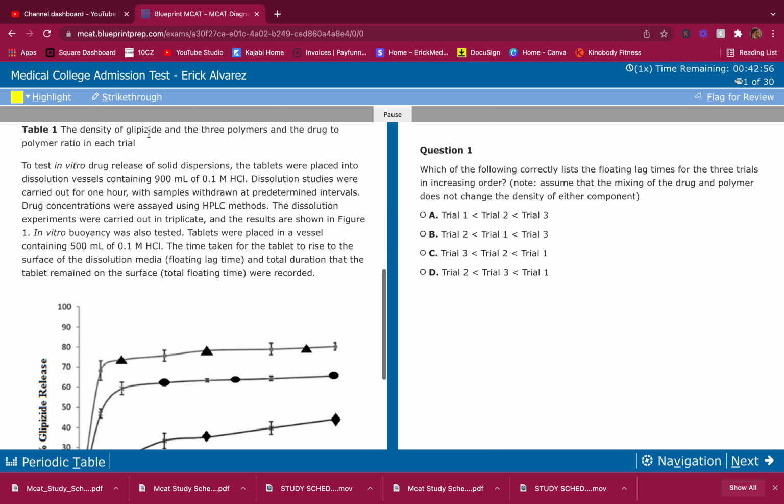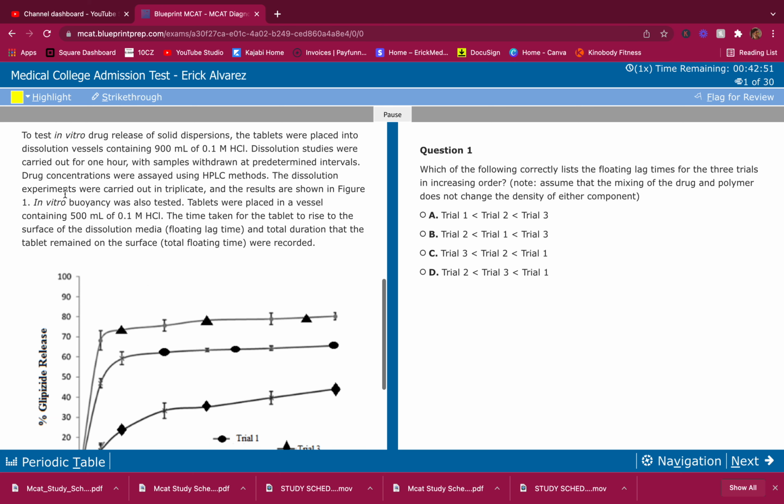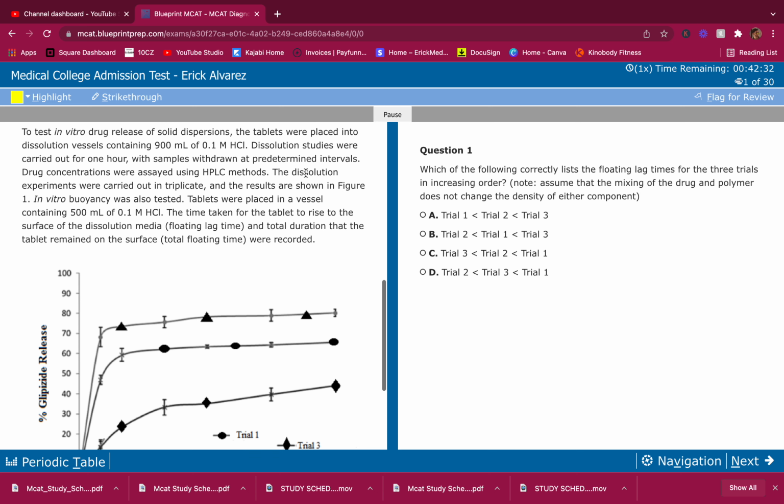The density of glipizide and the three polymers and the drug-to-polymer ratio in each trial. Cool. To test in vitro drug release of solid dispersions, the tablets were placed into dissolution vessels containing 900 milliliters of 0.1 molar HCl. Dissolution studies were carried out for 1 hour, with samples withdrawn at predetermined intervals. Okay. Drug concentrations were assayed using HPLC methods. The dissolution experiments were carried out in triplicate, and the results are shown in figure 1.